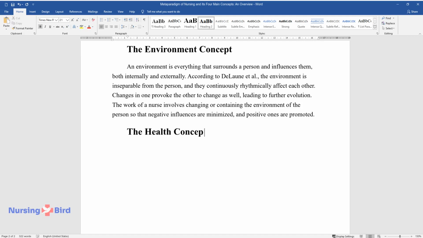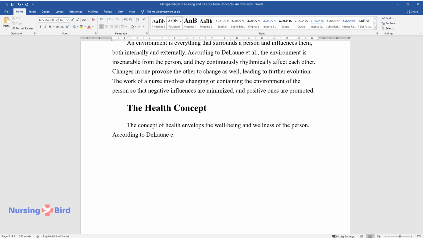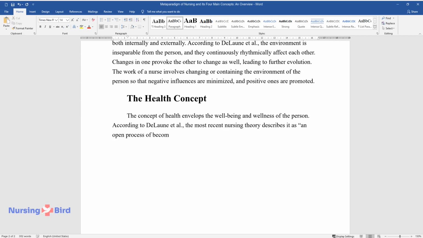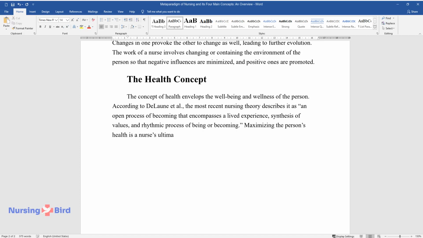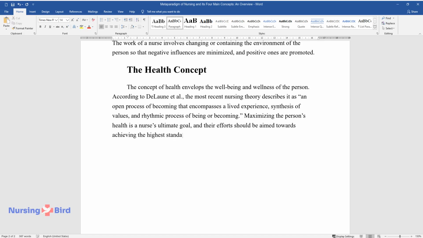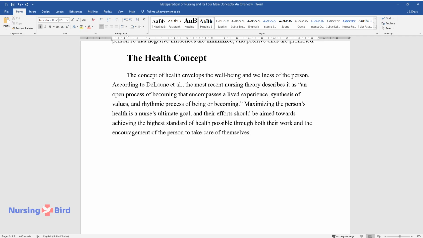The health concept. The concept of health envelopes the well-being and wellness of the person. According to DeLaune et al., the most recent nursing theory describes it as an open process of becoming that encompasses a lived experience, synthesis of values, and rhythmic process of being or becoming. Maximizing the person's health is a nurse's ultimate goal, and their efforts should be aimed towards achieving the highest standard of health possible through both their work and the encouragement of the person to take care of themselves.